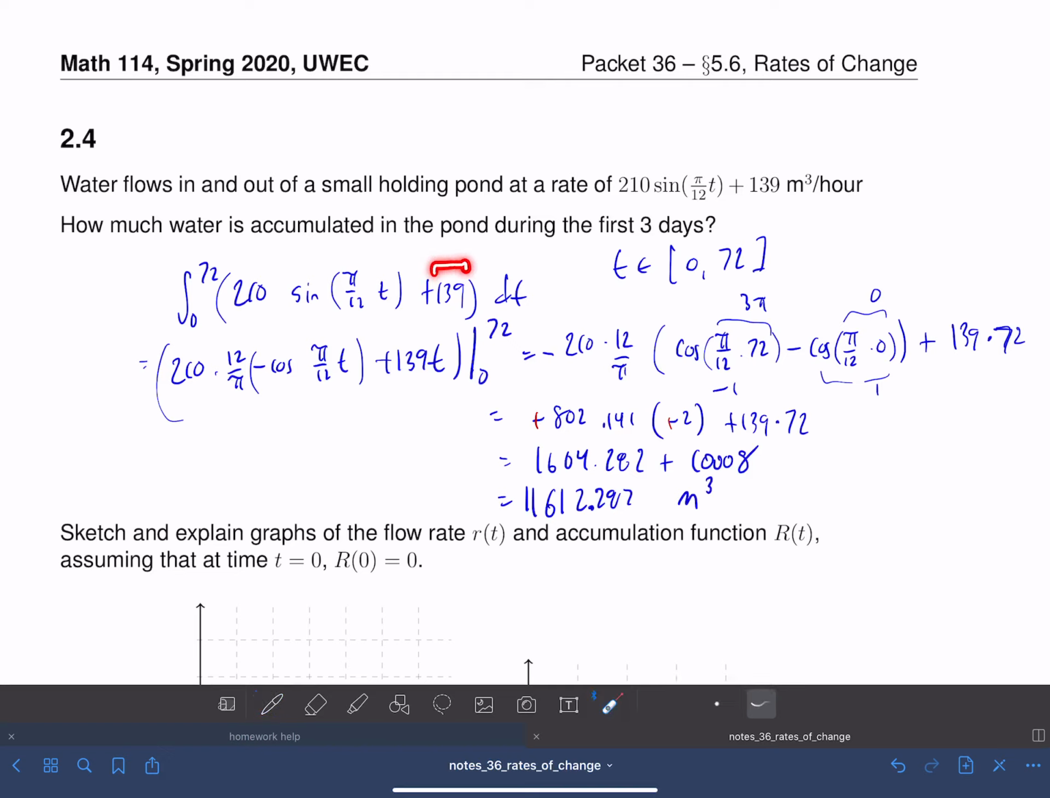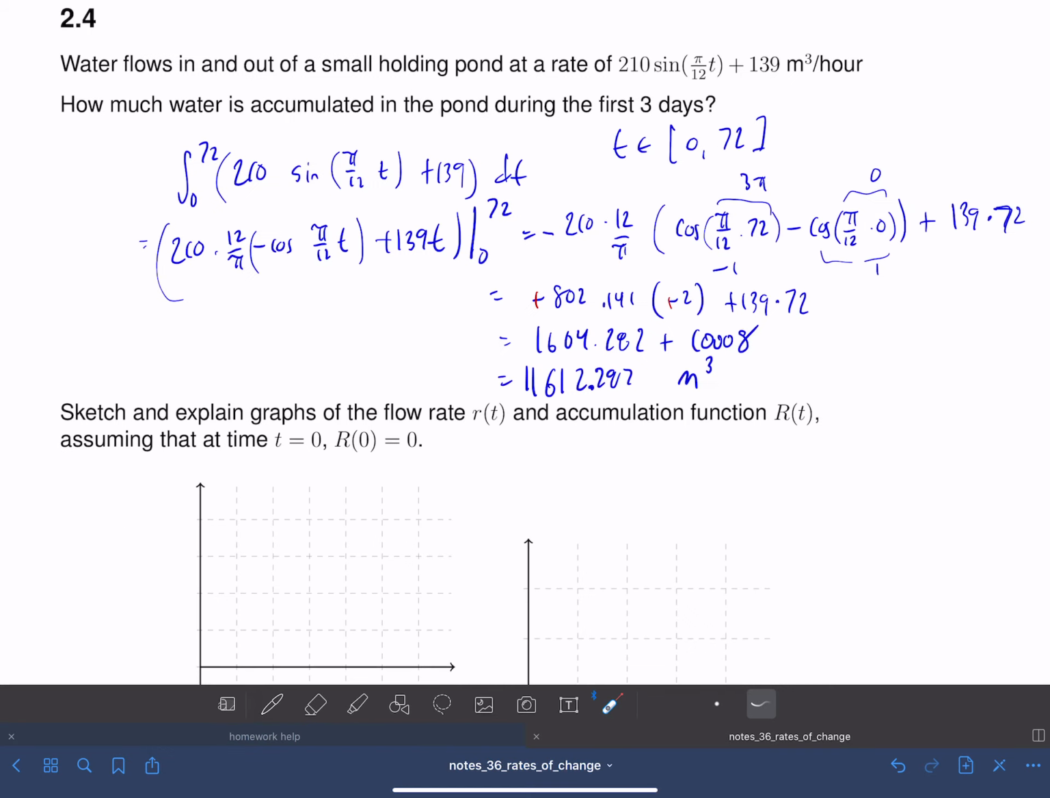So there's a constant flow rate and a part that oscillates. The constant flow rate was 139 for 72 hours. And then this other part was going up and down, right? The magnitude of half that wave is 210. The magnitude from trough to crest is 420. And the period of this is every 12 hours.